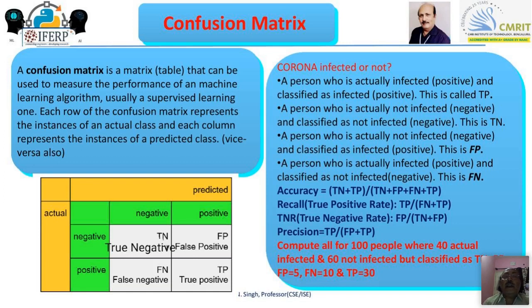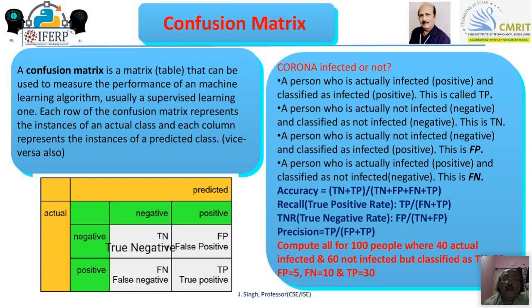A person who is actually infected, positive, with corona, classified as infected, then it is true positive. A person is actually not infected, negative, and classified as not infected, yes, it is true negative. A person is not actually infected, but classified as infected, then it is false positive. A person who is actually infected, but classified as not infected, then it is false negative.